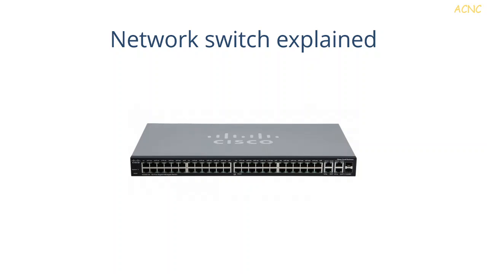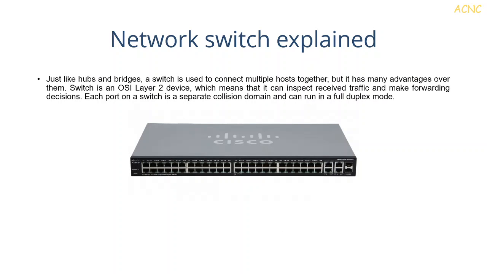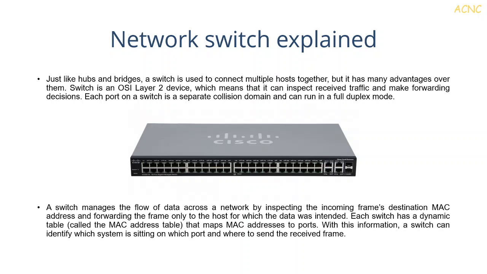Next we have the network switch. Here is the Cisco switch. Let's see what a switch is. Just like a hub and bridge, a switch is used to connect multiple hosts together, but it has many advantages over them. A switch is an OSI layer 2 device, which means that it can inspect received traffic and make forwarding decisions. Each port on a switch is a separate collision domain and can run in full duplex mode. Full duplex mode means sending and receiving data at the same time on a single port.